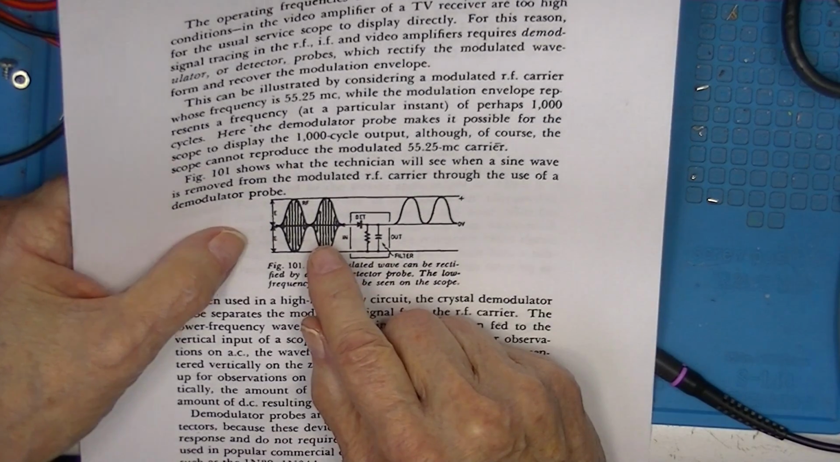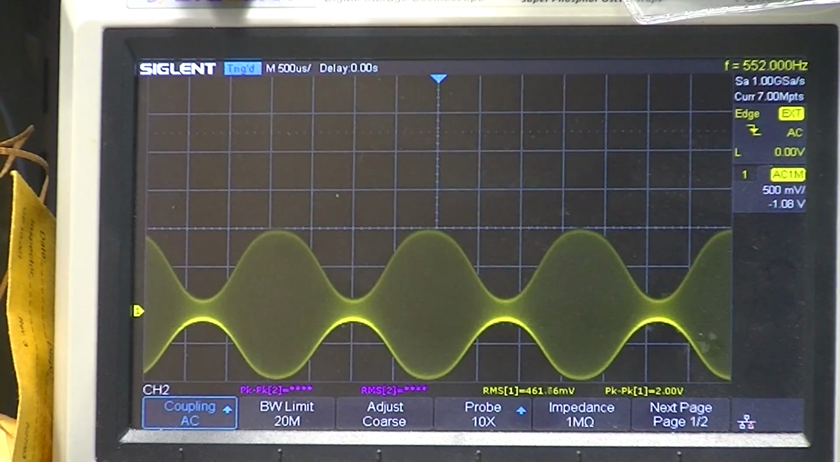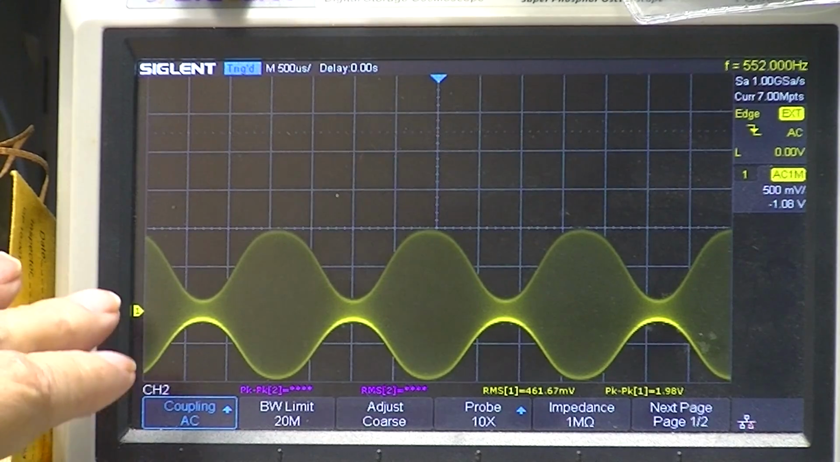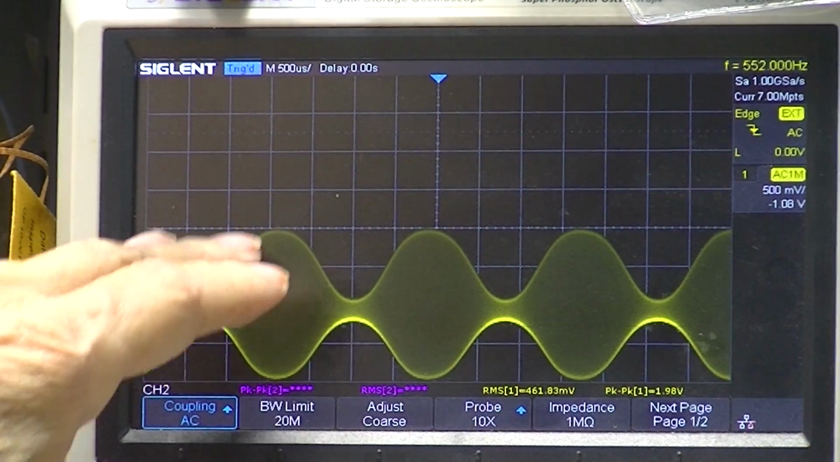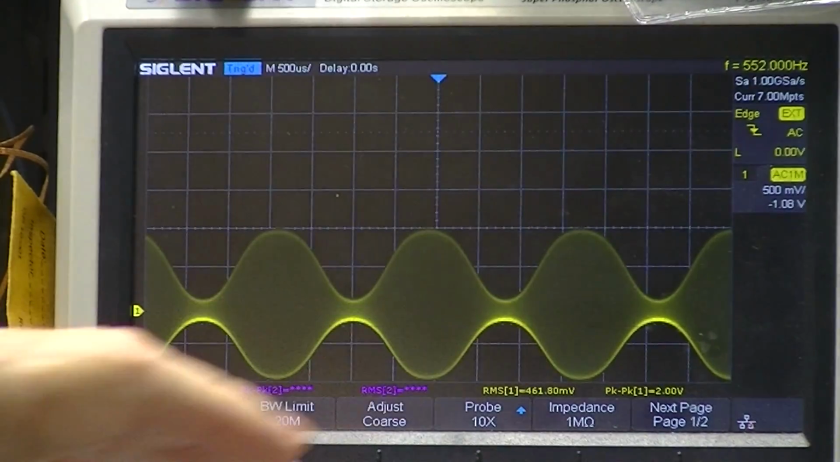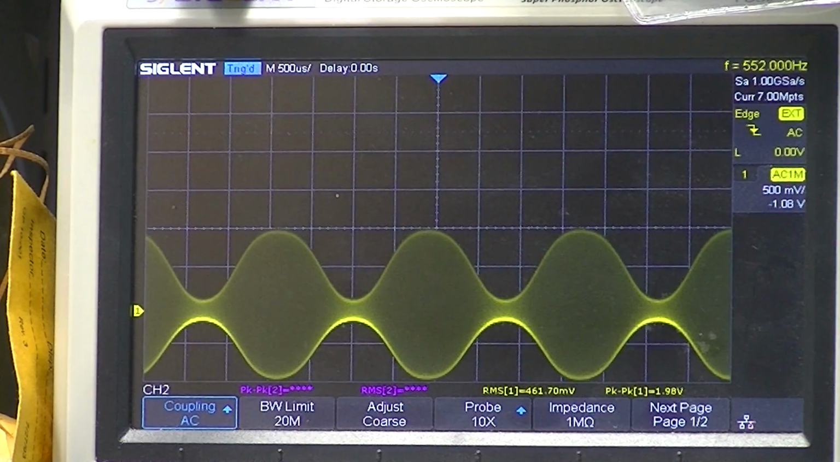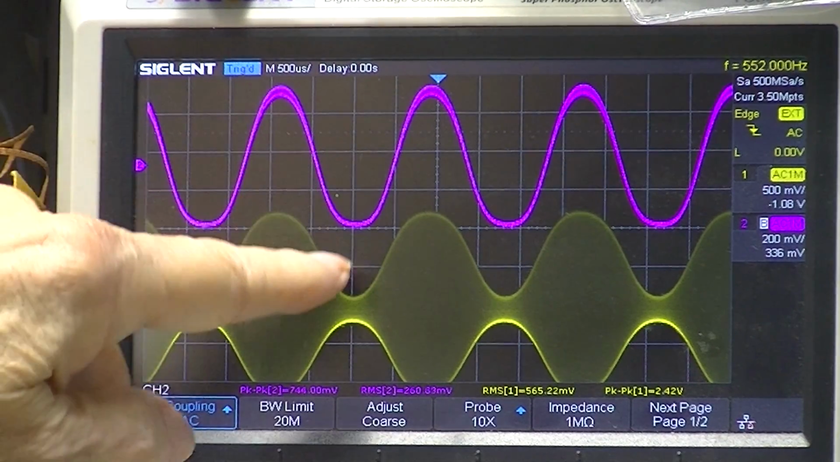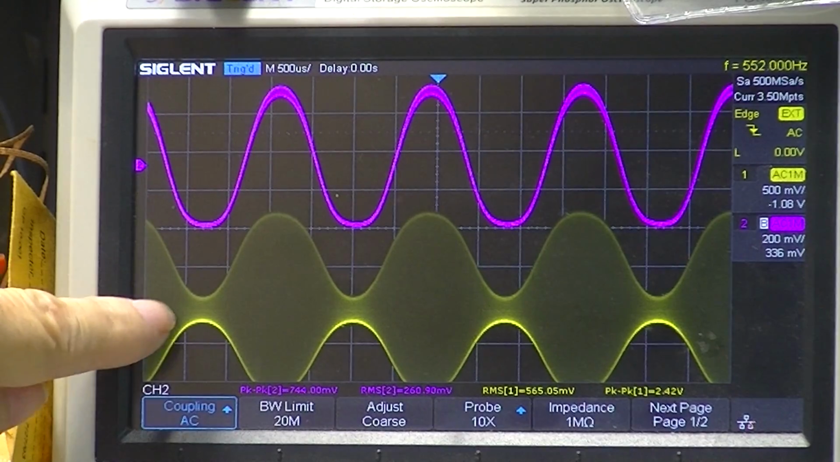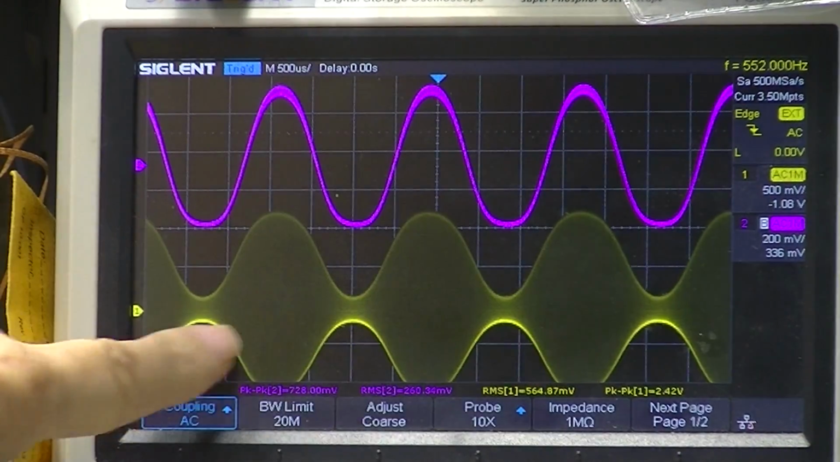Let's look at the oscilloscope once. Here is an RF signal from the generator modulated with its internal 600 hertz oscillator. I'm going to turn on a demodulated output. So there is the sine wave that we've extracted from the modulated signal.